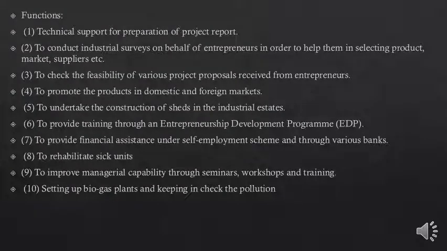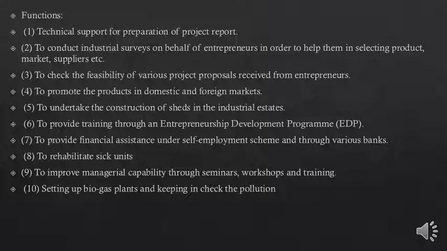The technical support for the preparation of the project report, which means that technical supporters are required to prepare the project report. Second is to conduct the industrial survey on behalf of entrepreneurs in order to help them in selecting products, marketing and suppliers. It means that the survey is conducted on behalf of entrepreneurs.